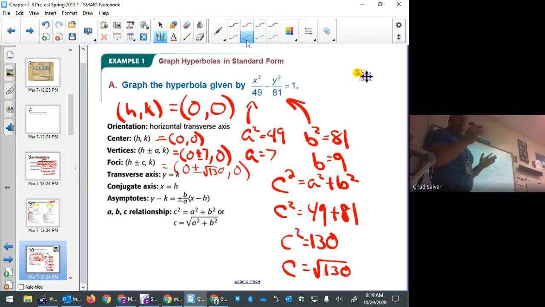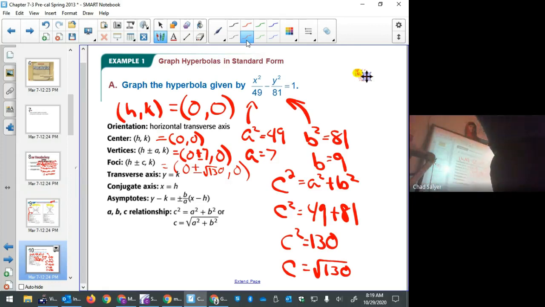All these formulas are on that page. You don't have to memorize them, but you do have to know how and where to apply them. The classes of pre-calculus past had to memorize all this. Can you imagine?